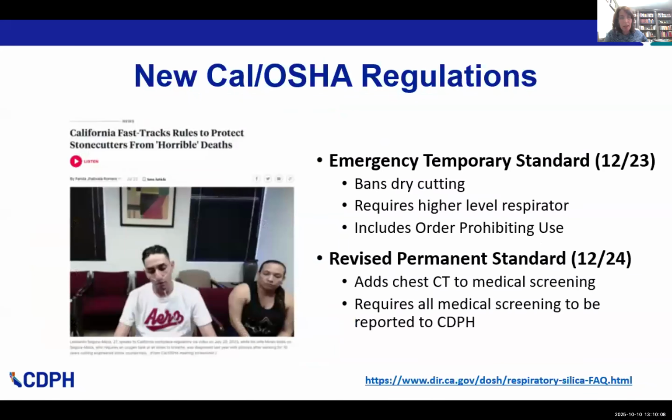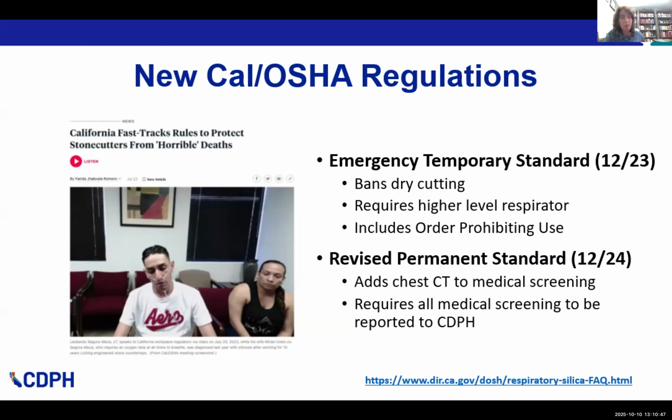I mentioned Cal OSHA's regulation. That federal regulation had some loopholes and some challenges to it. And so Cal OSHA actually put into place an emergency temporary standard in December of 2023. They modified the existing regulation to ban dry cutting, to require a much higher level of respiratory protection, specifically that full face PAPR. And they also incorporated the ability of the inspector to issue an order prohibiting use.